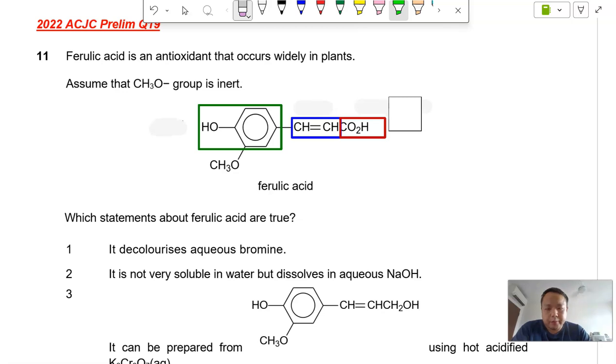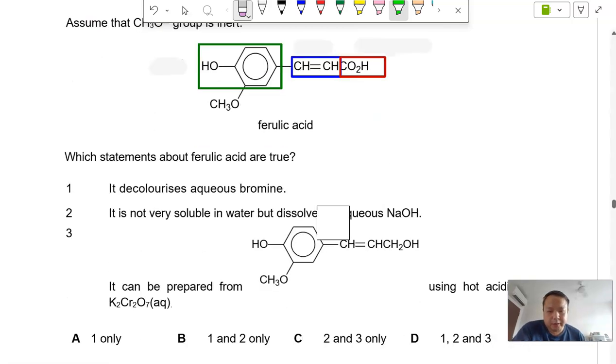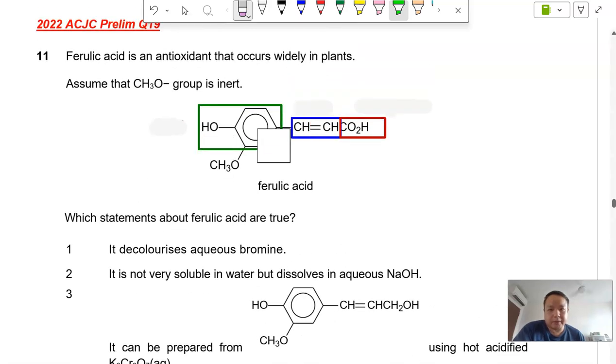Okay, for question 11, we have ferulic acid. In this case, we are looking at three statements over here, which largely are reactions. So it's important for us to first identify the functional groups present in ferulic acid. Now, ferulic acid has a phenol. You can clearly see you have an OH that's bonded to the benzene ring. This is a phenol functional group.